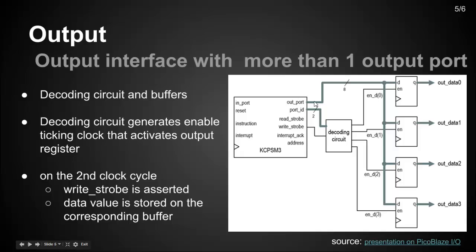On the second clock cycle of any output instruction, the write strobe signal is asserted high, and 1 bit of this 4-bit enable_d signal is asserted accordingly. Then on the rising edge of the third clock cycle, the data value on the out port is finally going to be stored on the corresponding buffer.